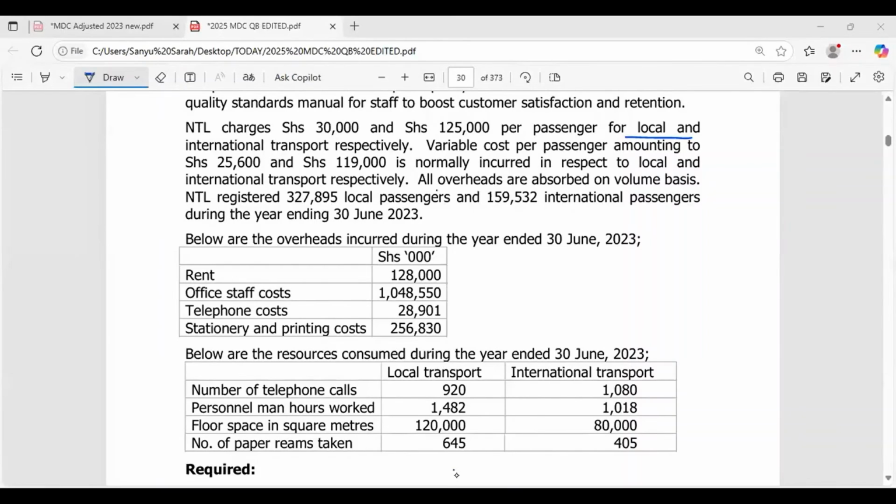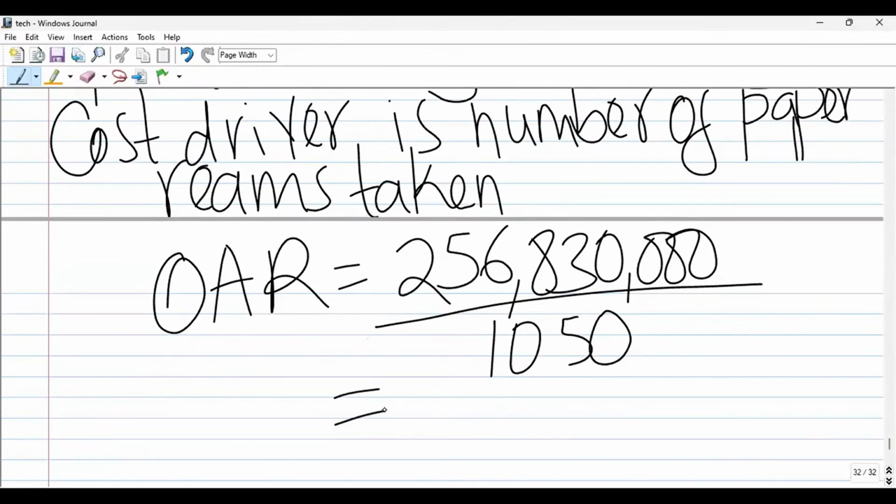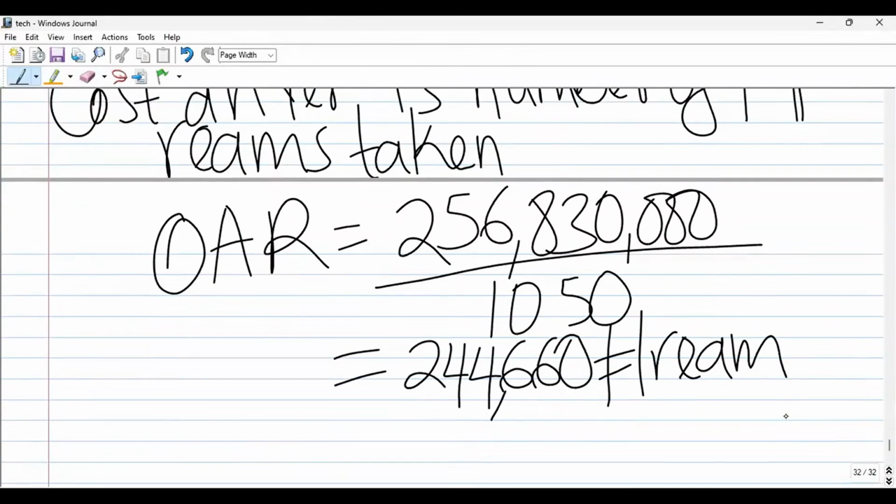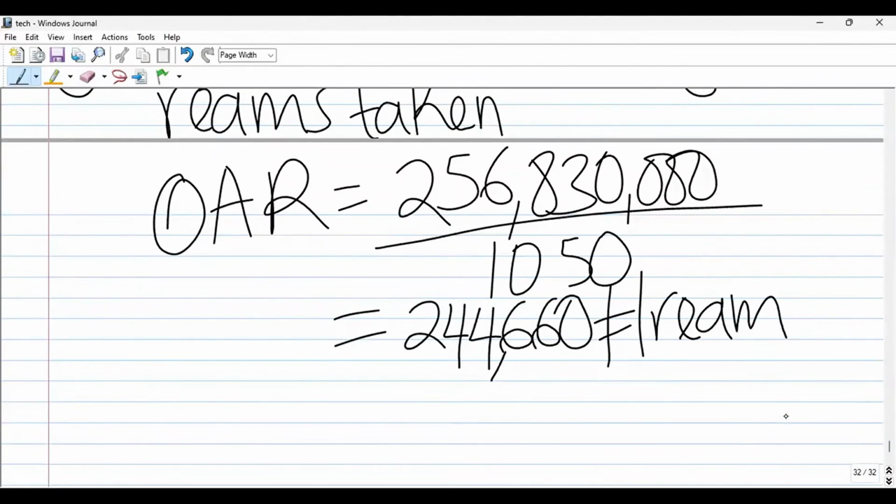256,830,000 divided by 1050. What do we get? 244,600. Shillings per rim. It is 244,600.